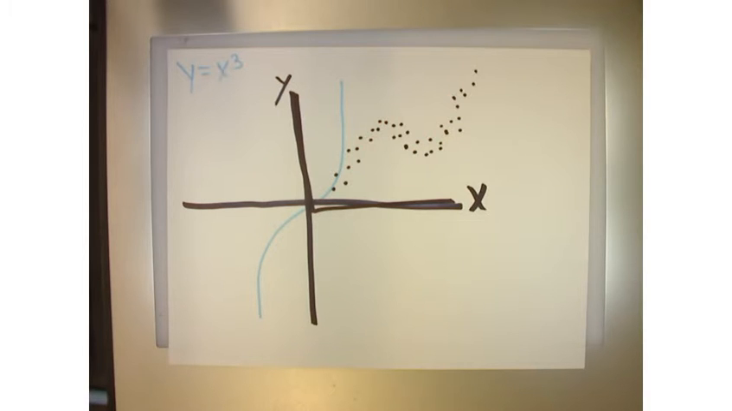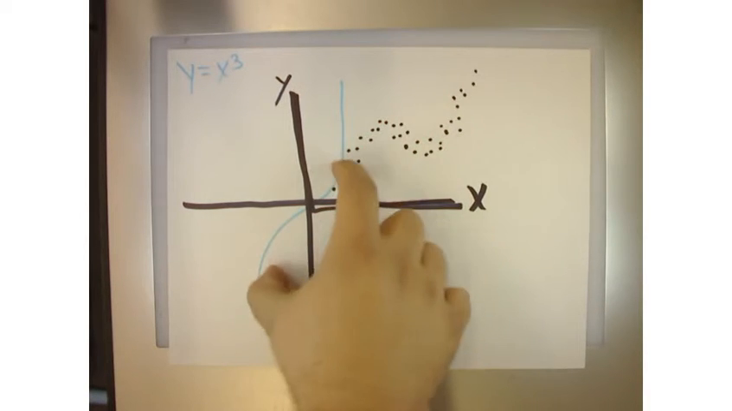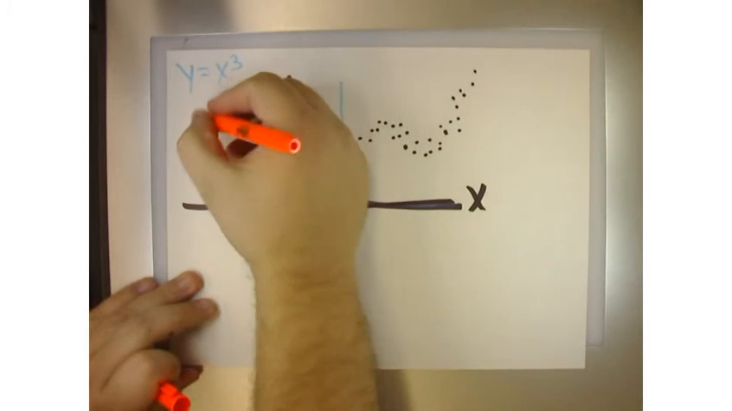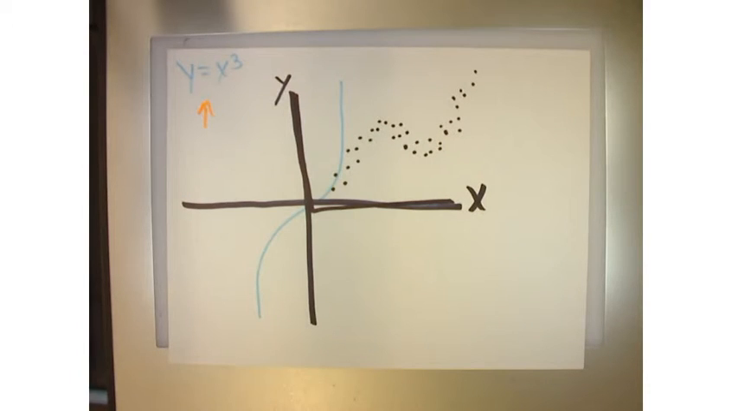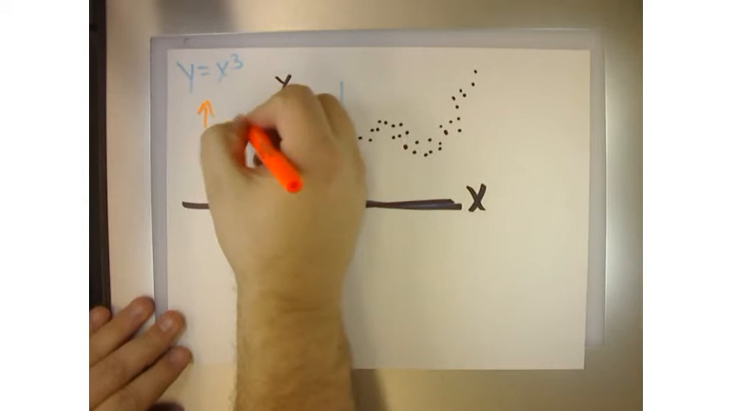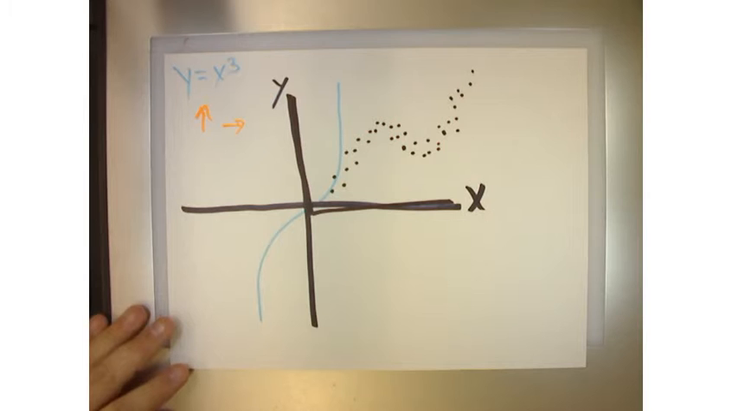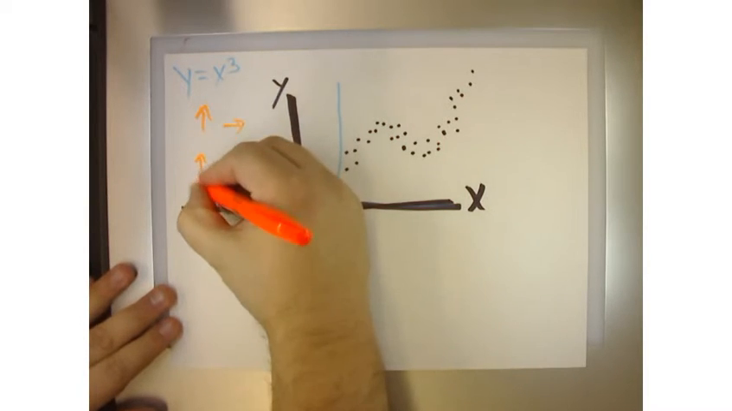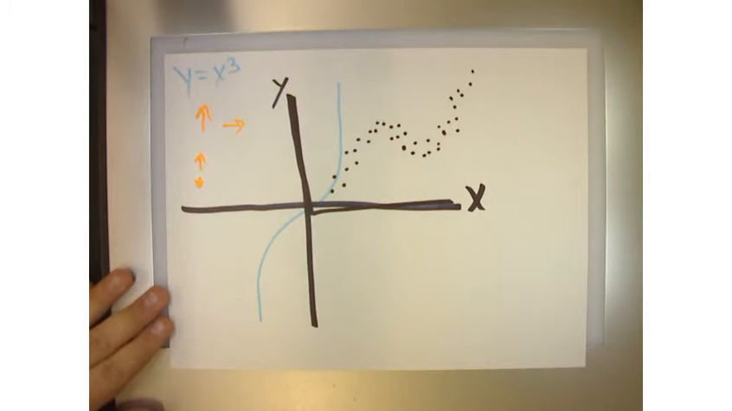So what would I do to make this blue line fit this? Well, I'd certainly have to shift it up, right? So I'd have to shift it up. I'd have to shift it to the right. And I'd have to stretch it vertically, right? So I'd have to stretch it vertically. And maybe that would be enough.